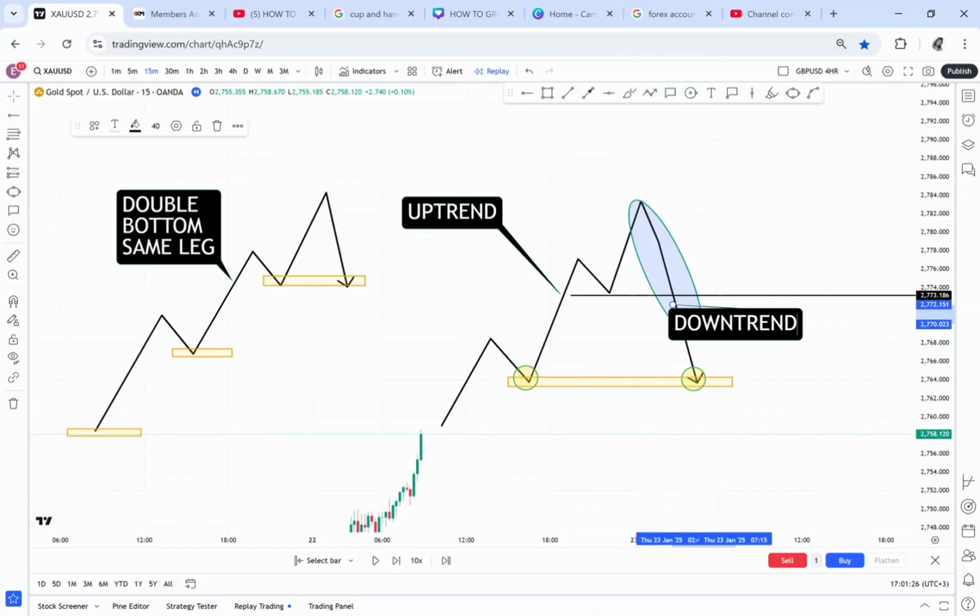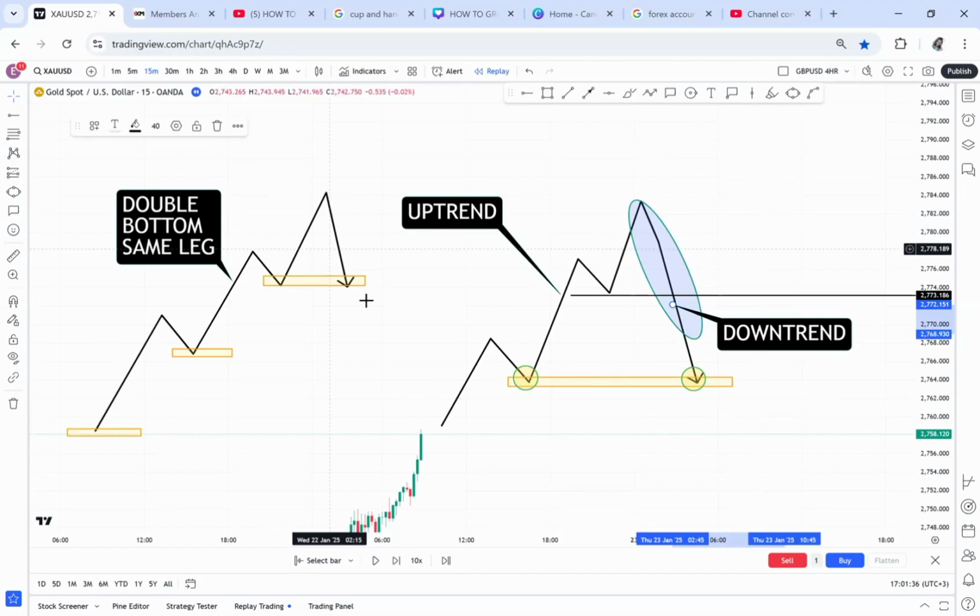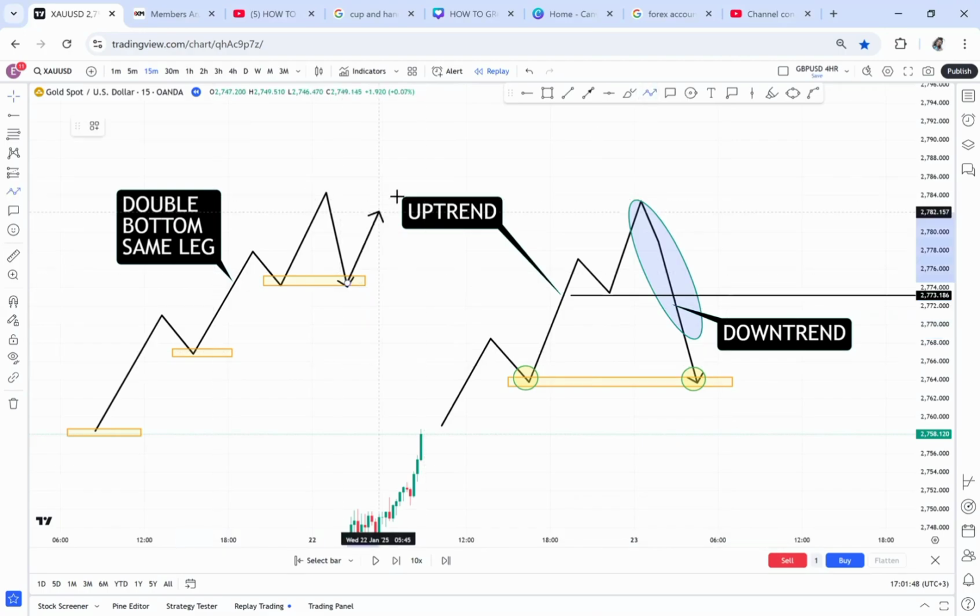So for me, I have been trading double bottoms and double tops for a very long time. I've never differentiated the difference. I would trade the same leg, I trade a different leg, and I feel like I'm trading the same thing. Now, this is not the same thing. Chances of trading the same leg are very high because the market is prone to continue buying. Why? Because the trend has not been violated and it's an uptrend.